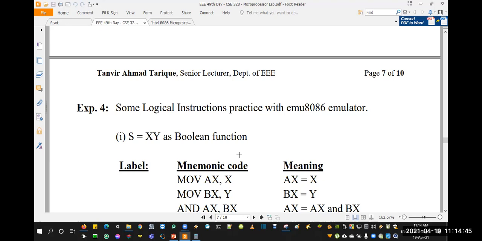So what you have to do here is find out the machine codes for all of these 11 examples I have shown you today. The 11 examples that were shown to you today, you have to find the machine code for each of them.